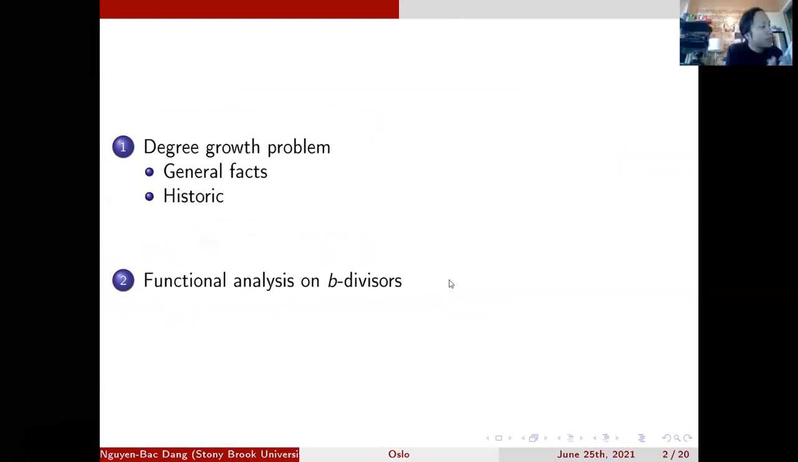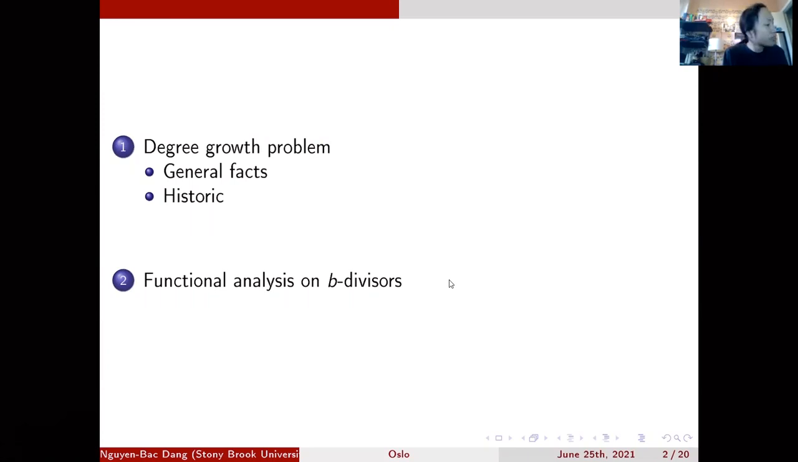To understand this problem, I will use some ideas from functional analysis on a space called the b-divisors. Those are a generalization of divisors, and the terminology comes from Shokurov and it was used in the minimal model program, and here we use it to do some dynamics.